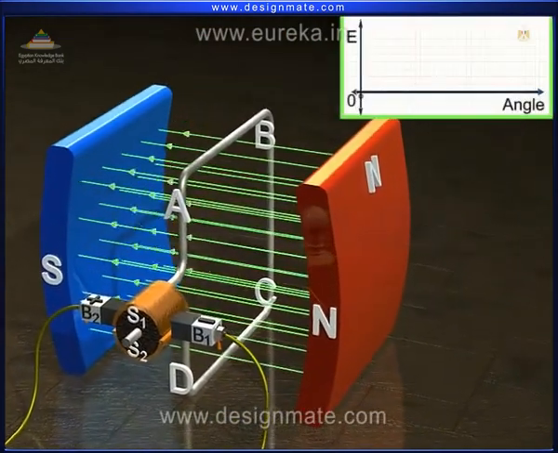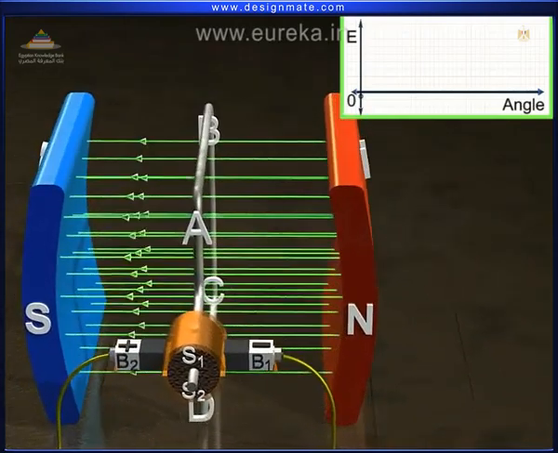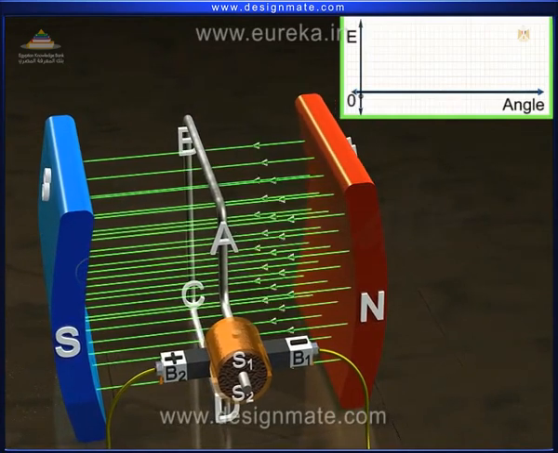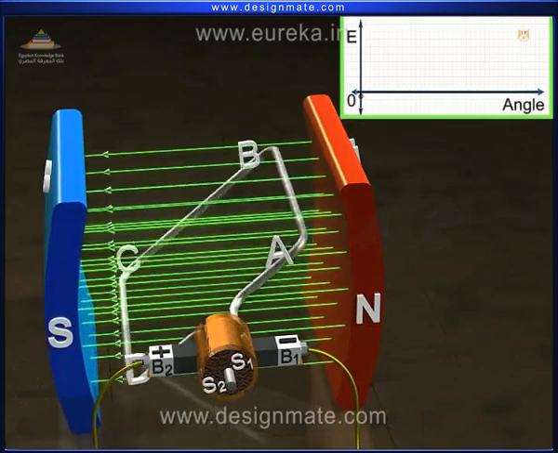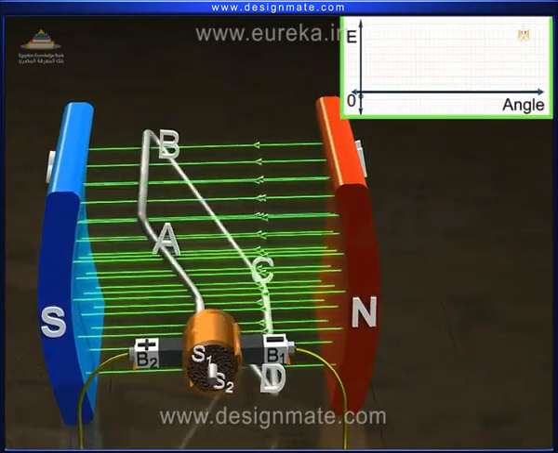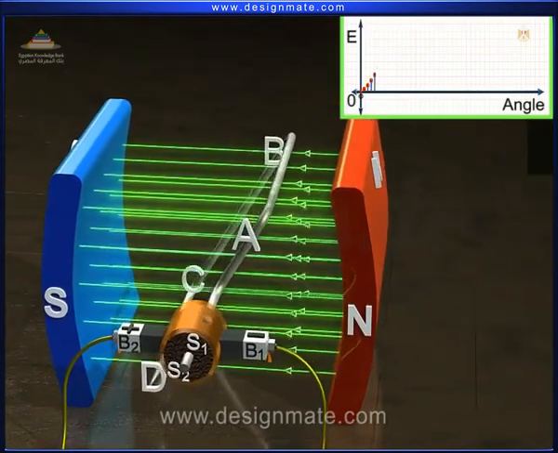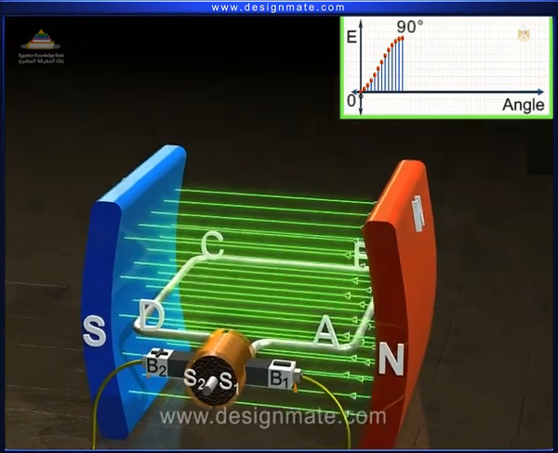Initially, the coil is in the vertical position, that is 0 degrees. So there is no change in flux, and hence, no current flows in the coil, as we can see in this graph. By the mechanical force, the shaft starts rotating, say in the clockwise direction. So the armature coil also starts rotating. Hence, there is a change in flux and the current is induced in the coil.